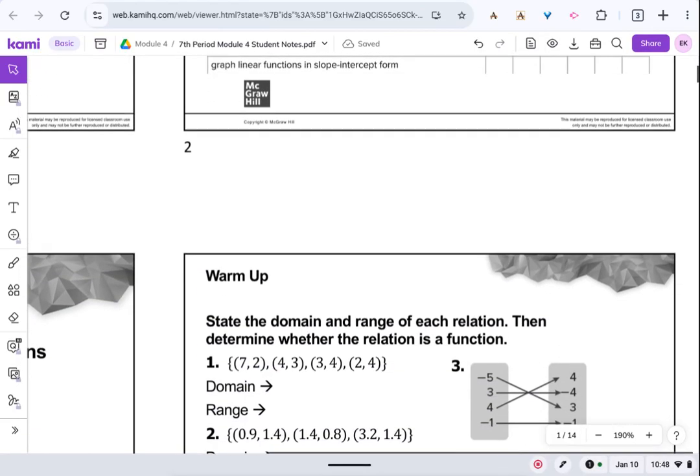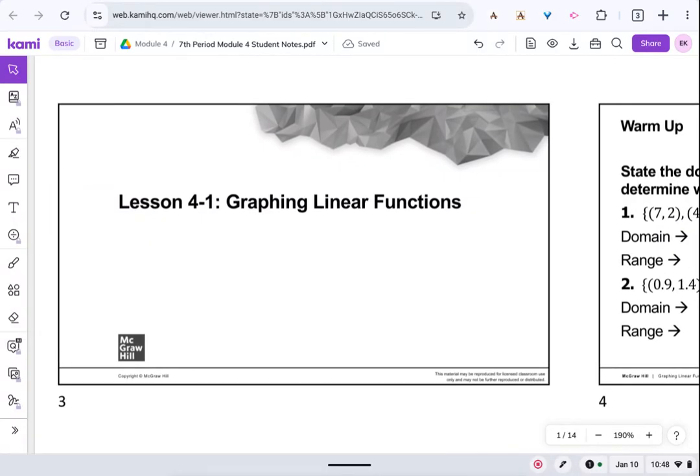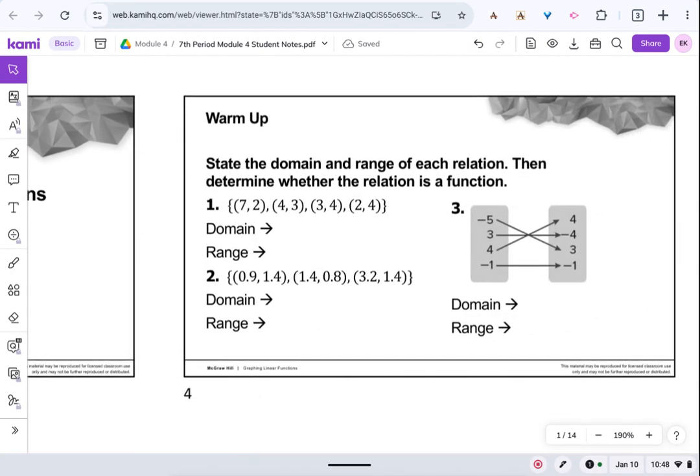All right, once you've got that done, we are going to start in on lesson 4.1, which is about graphing linear functions. So again, we're going to be putting lines on a graph. Before we get into that piece, I do have a little warm-up that I'd like you to try and do on your own before you get into the video. This is talking about domain and range. This is from module 3, so it's a little bit of a recap of what we've done so far.